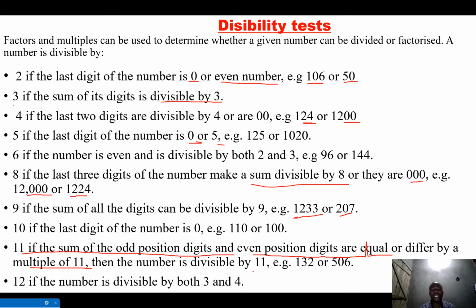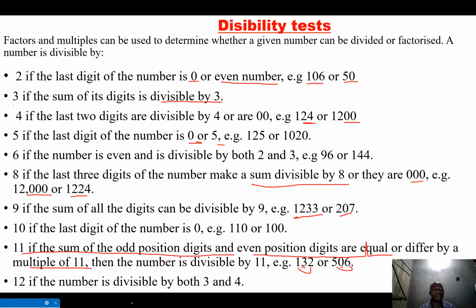For instance, in this one, in the odd position we have a sum of 3, and in the even position we also have 3. So because the sum of digits in odd position is equal to the sum of digits in even position, this number will be divisible by 11. Check this one: odd position is 11, even position is 0. The difference between 11 and 0 is 11, and since 11 is divisible by 11, we say 506 is divisible by 11.